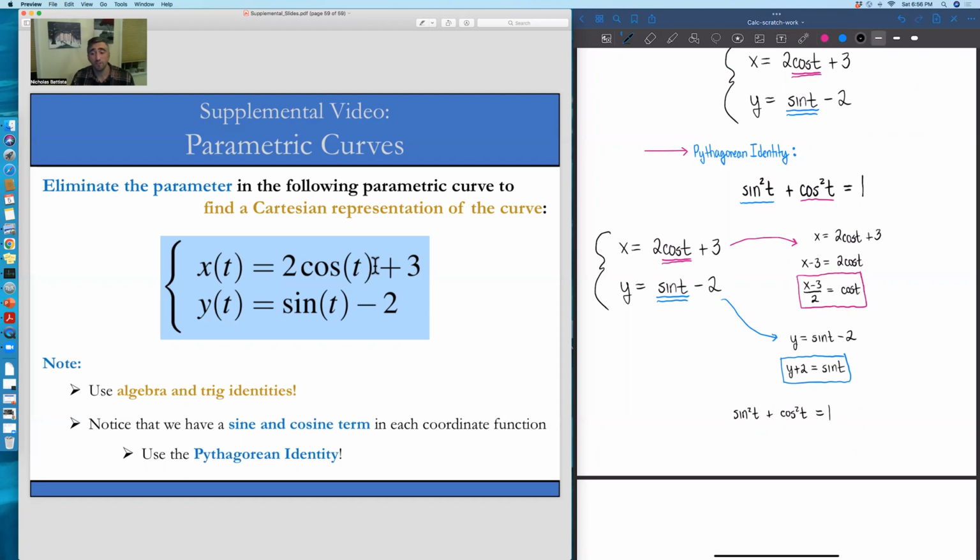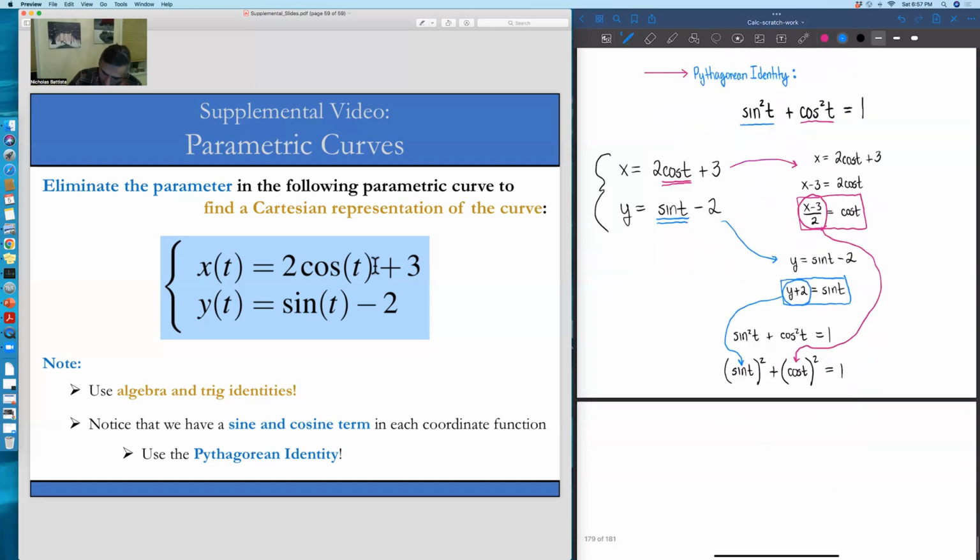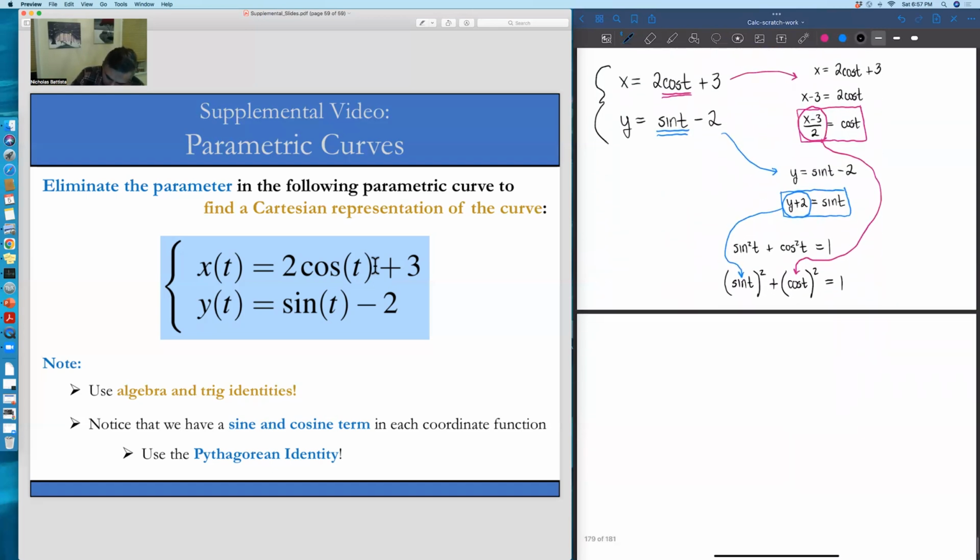Maybe an easier way for us to see how this substitution will work is we could rewrite this as the quantity sine of t, squared, plus the quantity cosine of t, squared, and that equals 1. So you can see now we'll take what we have for cosine, which is x minus 3 over 2, and plug it directly into that parentheses for cosine of t, and we can take y plus 2 for sine and plug that directly into those parentheses for the sine of t.